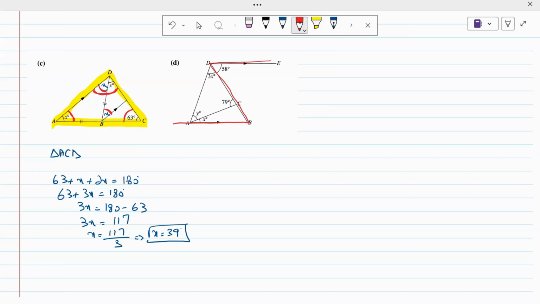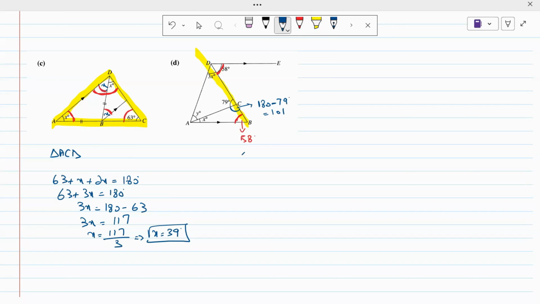Because of this letter Z, if this is 58, this will also be 58. This is 58. Now this BCD is a straight line. If BCD is a straight line, we can apply the property of a straight line. And this will help us in finding this remaining part of the straight line. So this remaining part would be 180 minus 79, which is 101.